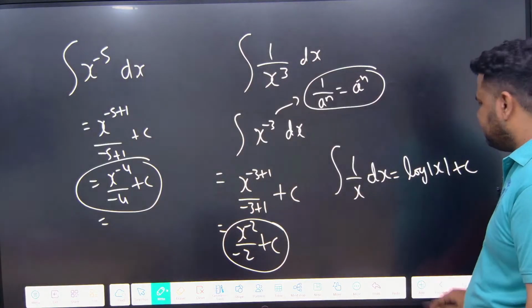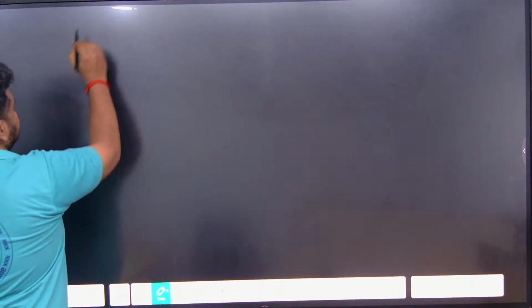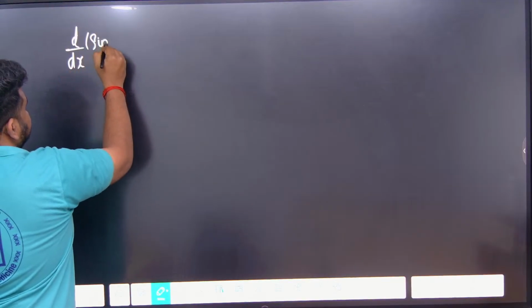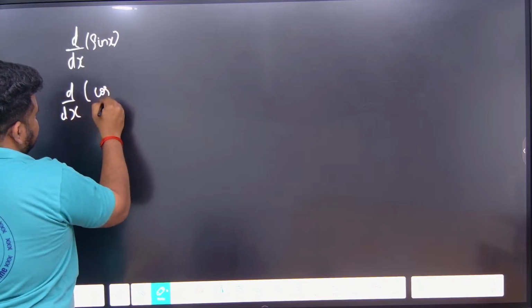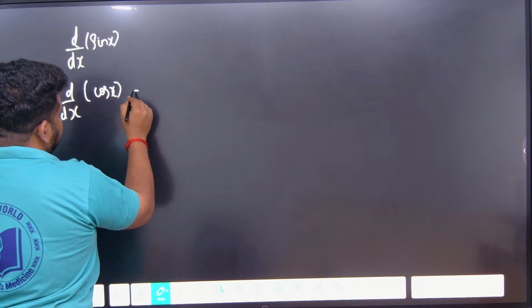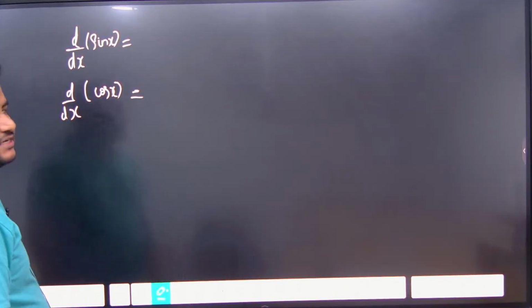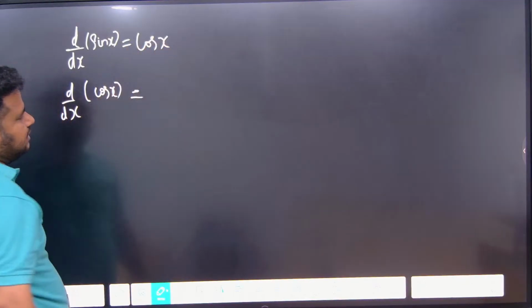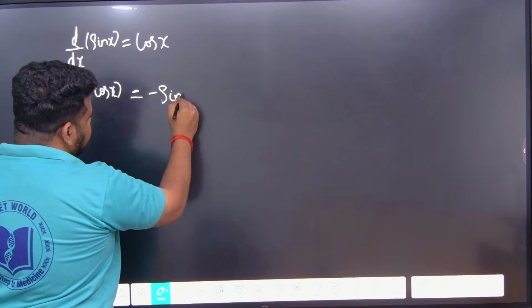When we talk about trigonometric functions, you are telling about the formula for polynomial functions, fine. When we talk about the trigonometric functions, d by dx of sin x and d by dx of cos x, these two are the things which will trouble you, because they are very opposite here. You should remember d by dx of sin x is what? We know it is cos x. That's why pay attention here. D by dx of cos x is what? Minus sin x.